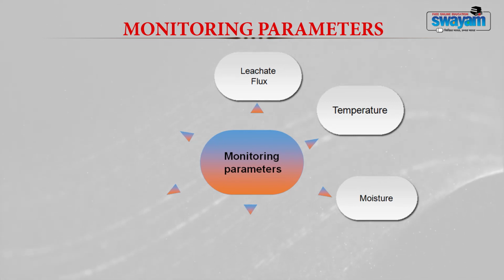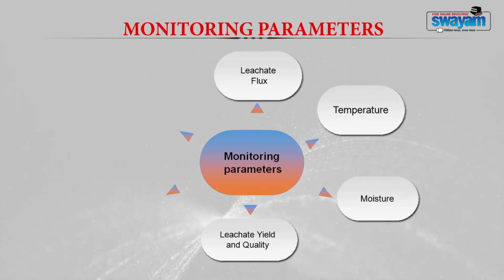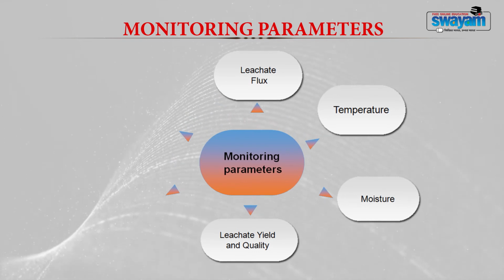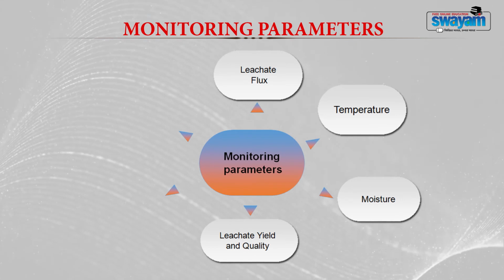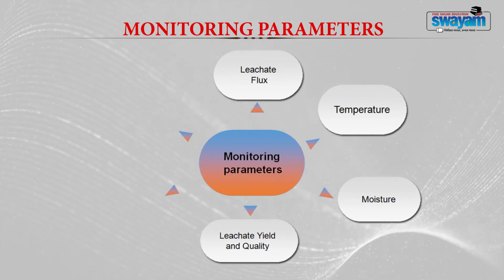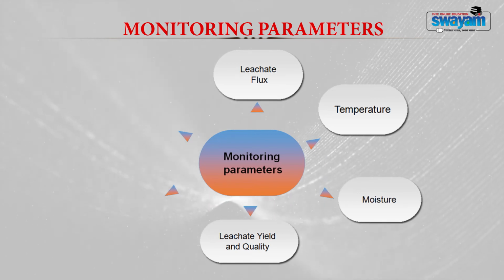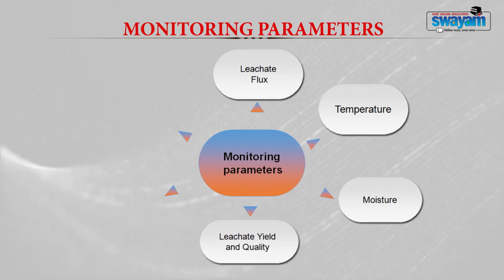Leachate yield and quality is another parameter which you have to continuously monitor, because leachate is one which you are going to collect and recirculate continuously into the system to maintain the moisture level. So, also it will determine the rate of degradation and the saturation level of the waste. Now, the characteristic of leachate again should be monitored to find out the phase of biological activity that is occurring inside the bioreactor.